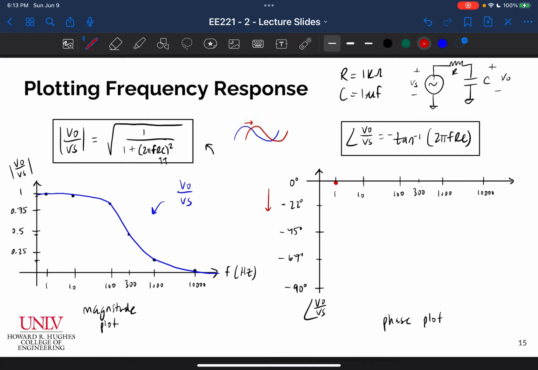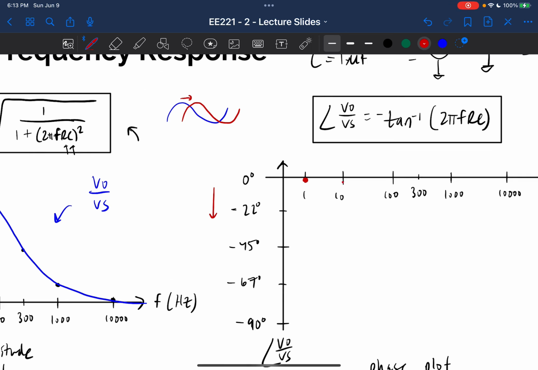Okay, so we looked at 1 hertz. Let's look at 10 hertz. I get negative 3.6 degrees, so still not too far from 0, but it's starting to drop. At 100 hertz, I'm looking at a value of negative 32 degrees, so that'd be somewhere in between these 2, so maybe right here. At 300, I'm at negative 62 degrees, so I'd be somewhere down here, right? Negative 62 might be there somewhere, so maybe even a little lower.